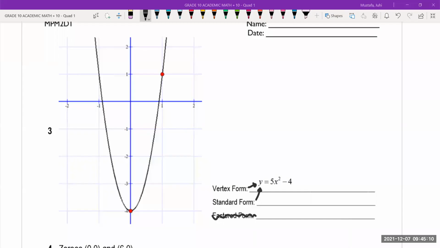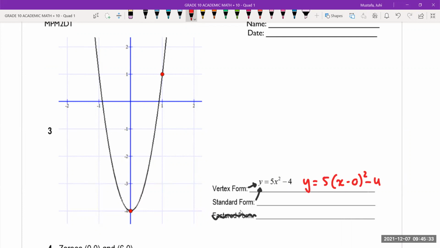So I'm not going to do question 3. It seems like most of you got it. Some of you for vertex form were writing it like this: y is equal to 5(x minus 0) squared minus 4. If that helps you understand it, totally fine. You can write it like that. Just make sure standard form is written like this.